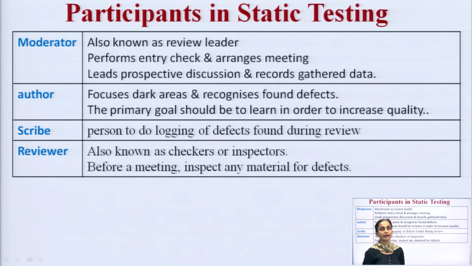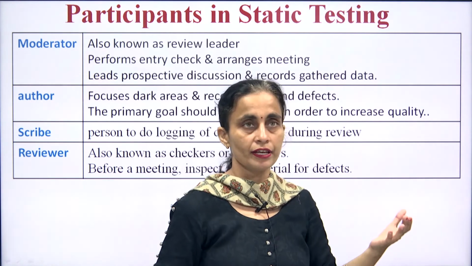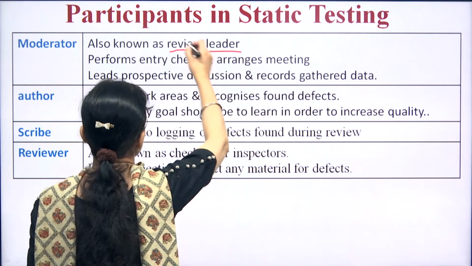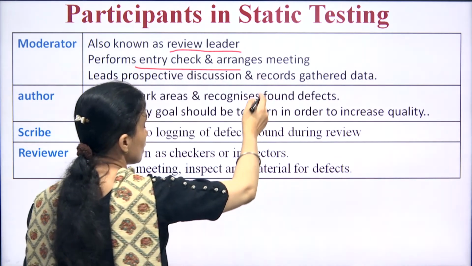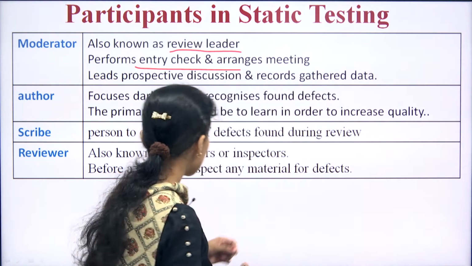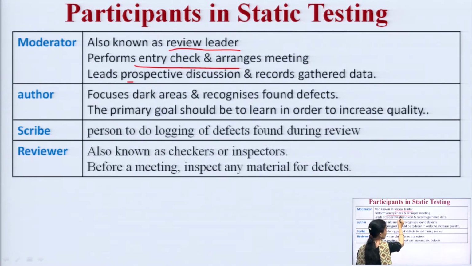Now, the next thing is who are the participants in this code inspection technique. Since it is a kind of static technique, the moderator, author, scribe and reviewer are the participants of this static testing, and they all will participate in this. Moderator means the review leader, who performs the entry check, and whose task is to arrange the meeting. The moderator is going to lead the prospective discussions, and he is going to record all the gathered information.